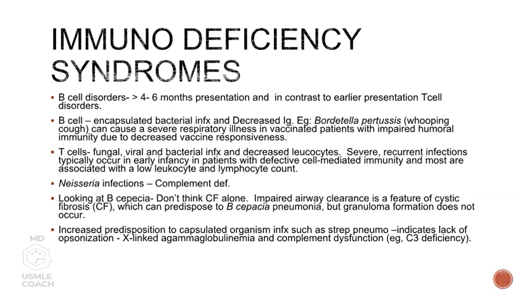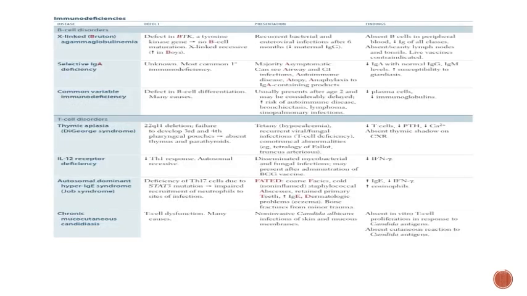Neisserial infections in the question should make you think of complement deficiency. Burkholderia, Pseudomonas: don't think of only cystic fibrosis, but also chronic granulomatous disease. Encapsulated organism infection, such as Strep pneumo, indicates lack of opsonization, X-linked agammaglobulinemia, and complement dysfunction, for example, C3 deficiency. Also take a moment for a quick review to resurface the dormant memory regarding the different immunodeficiencies of First Aid Step 1. Pause the video and quickly review the chart from First Aid Step 1.